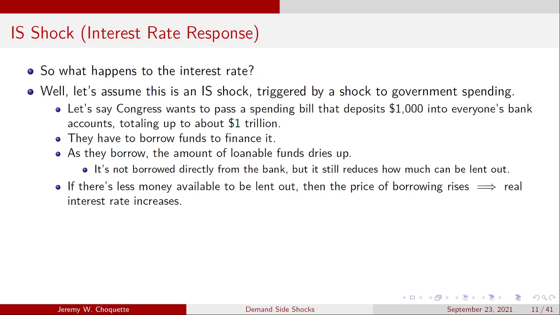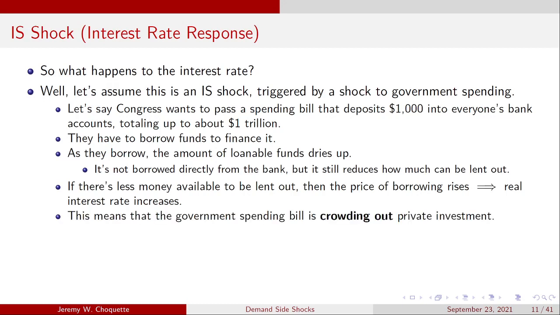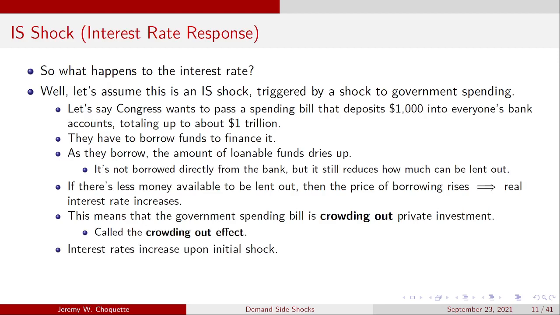So I know there's no money in the model, but let's just assume for a second there's money in the model. There's less money available to be lent out. So the price of borrowing goes up. The real interest rate goes up. That means the government spending bill is thus crowding out private investment. This is what's known as the crowding out effect.